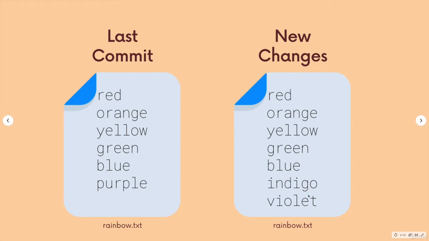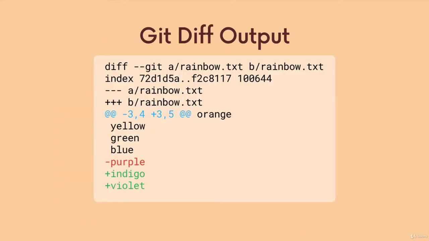So when I run the git diff command, and again, I'll walk through doing that in the different variations, I'll get an output that looks something like this. So there's a lot of stuff going on, even just for that tiny little bit of a change. Hopefully you can see, right? We see purple in red with a minus sign, indigo and violet in green with a plus sign.